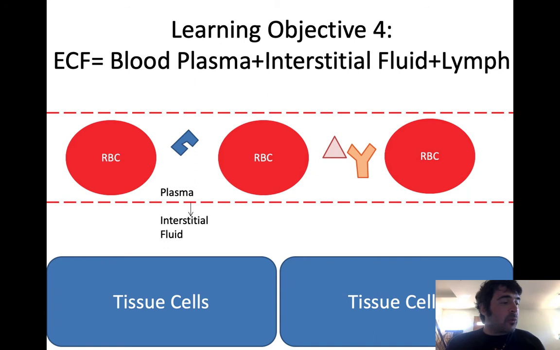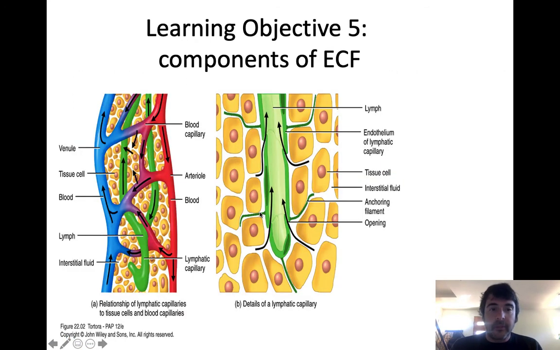Now, I often ask, what do you think you have more of just intuitively? Do you think you have more plasma or interstitial fluid? And people will always say plasma because they're so familiar with it. You actually have much more interstitial fluid. About 2/3 of your extracellular fluid is interstitial fluid. Only about 1/3 is blood plasma, right? So there's much more interstitial fluid than there is blood plasma.